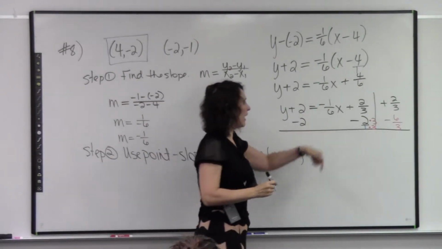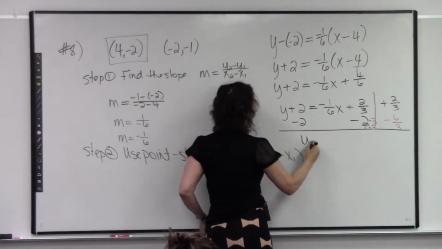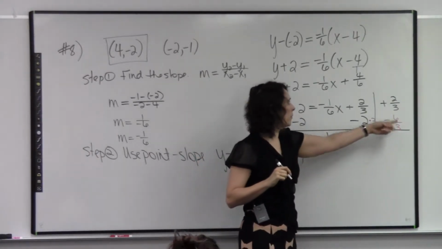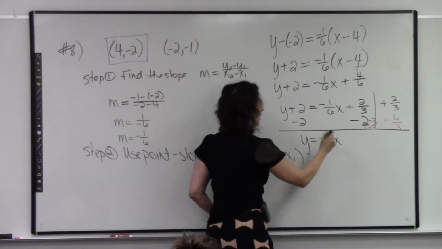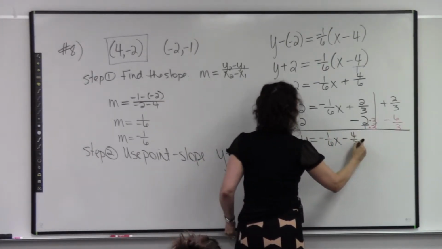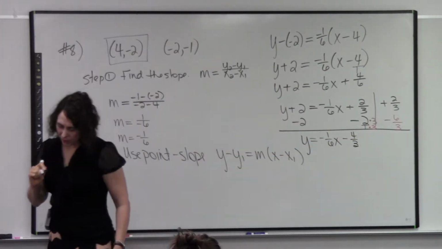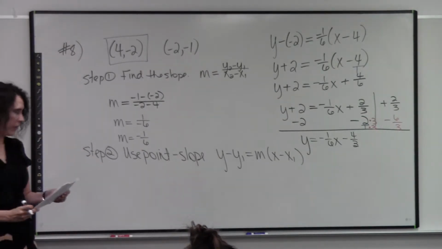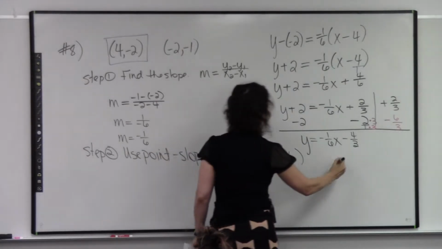All right, when we combine those, we're going to end up with y equaling a negative 1/6x. What are we going to get when we combine these? A negative 4/3. All right. What are we going to be picking off of our answer sheet? B? B as in bat.